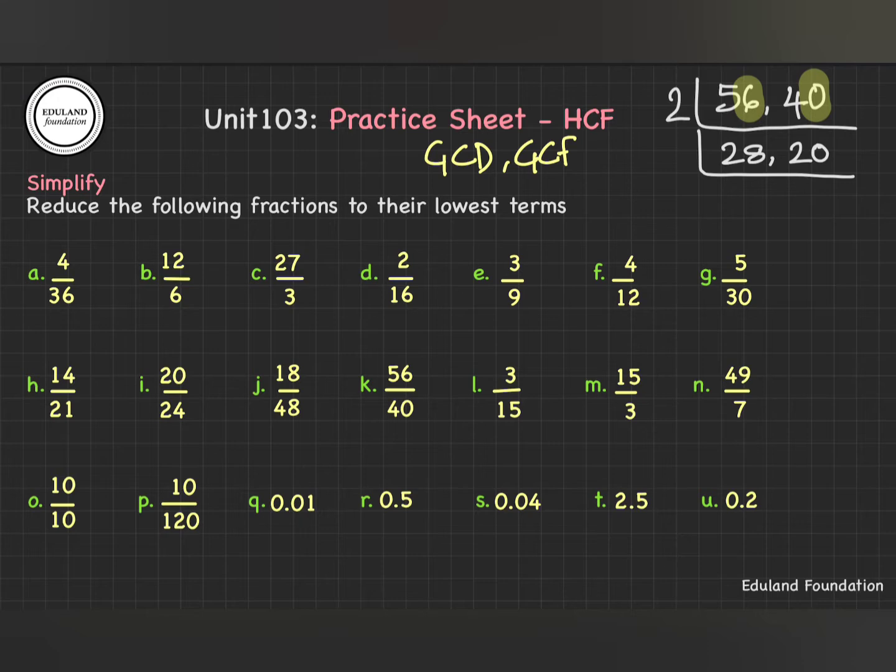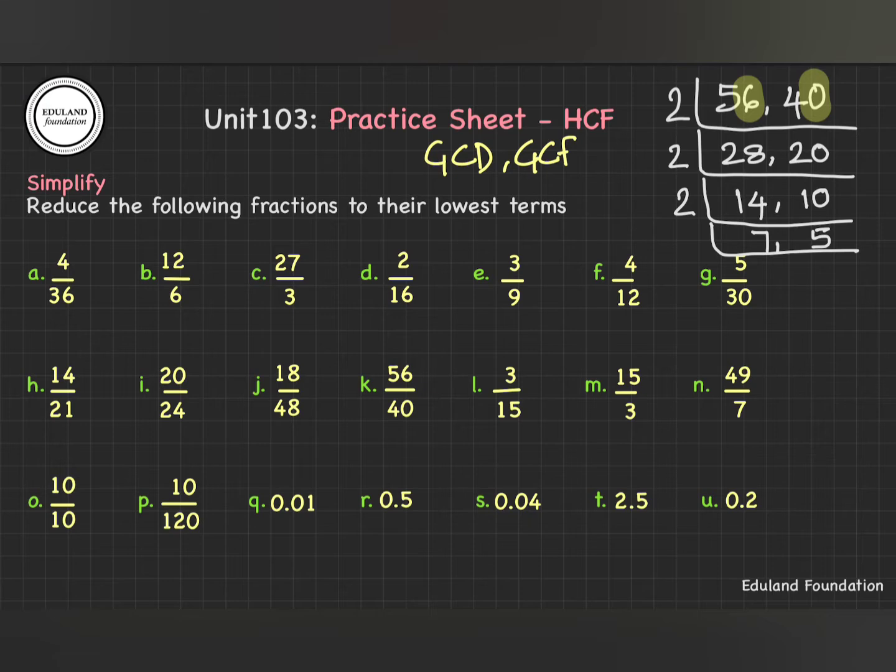Again I see 8 in the units place of 28 and 0 in 20, so again this is divisible by 2. 2 times 14, 2 times 10. So I have 14 and 10. Again it is divisible by 2. So 2 times 7, 2 times 5. This is the end of factorization because 5 and 7 are prime numbers. They cannot be divided by any other number except 1.